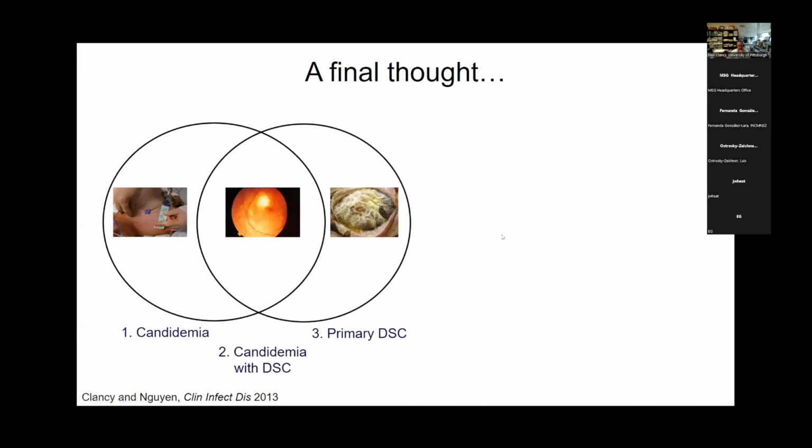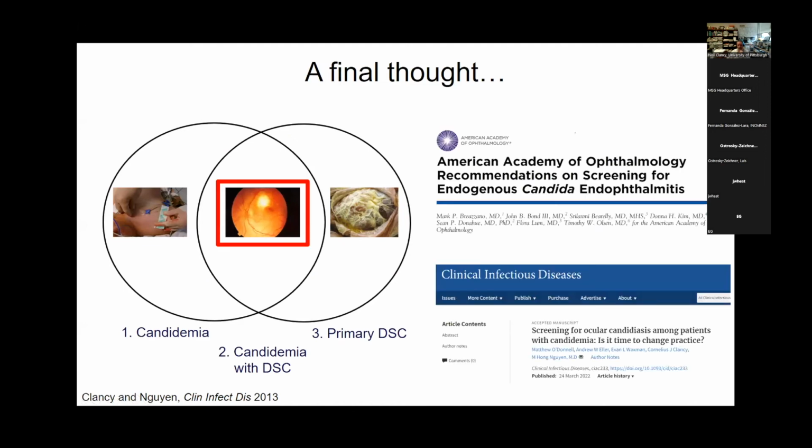Finally, I'm going to give a final, somewhat provocative thought. Again, the real challenge for the past decades in candidemia has been identifying this middle cohort. Who are the patients with candidemia who have deep-seated candidiasis, and how do we find these people? So you've seen the recent debates. The American Academy of Ophthalmology has come out and recommended against routine eye screening for patients with Candida bloodstream infections.